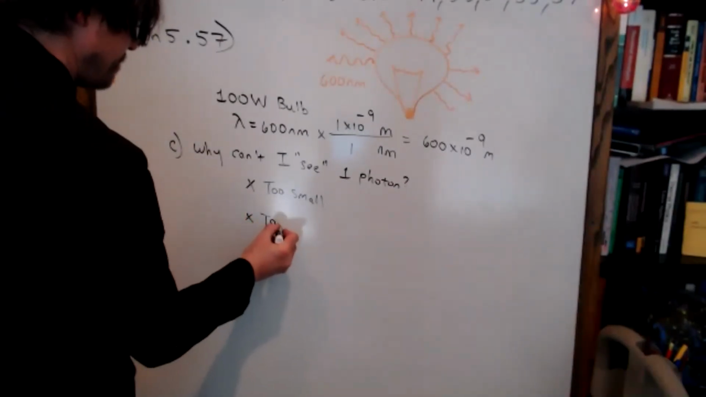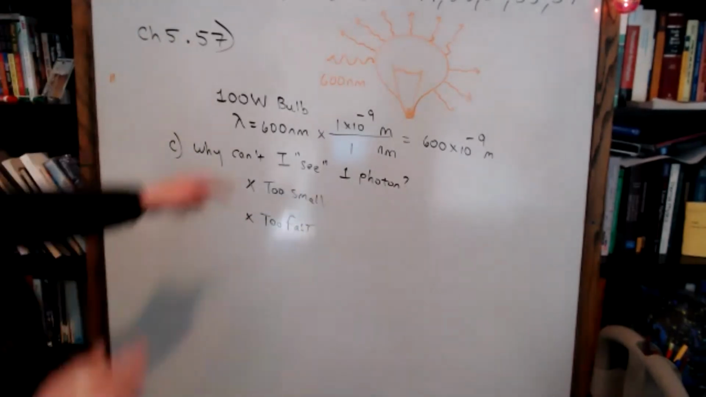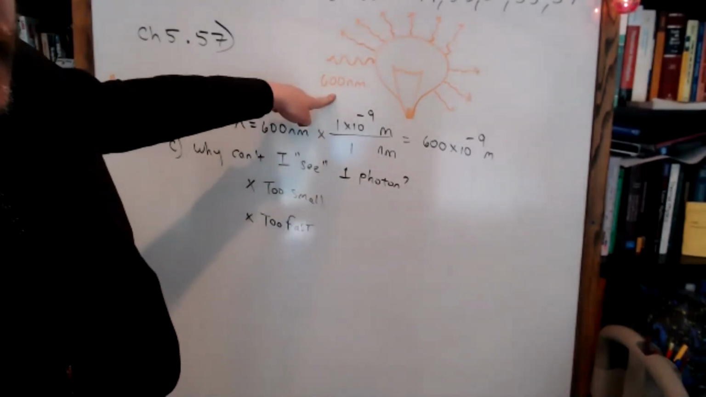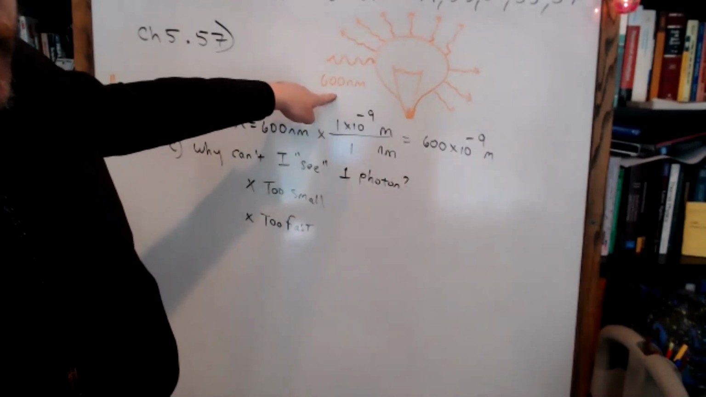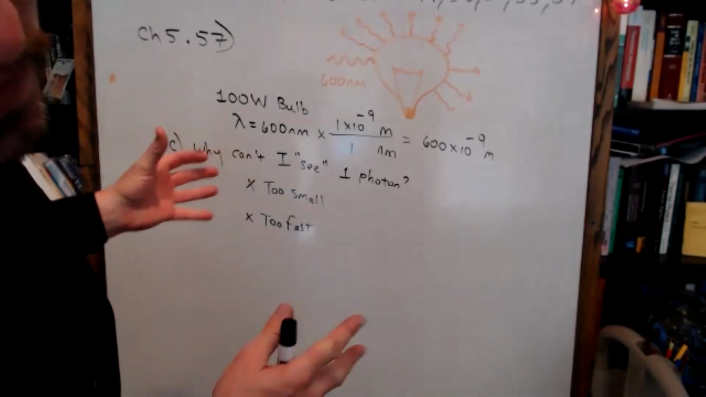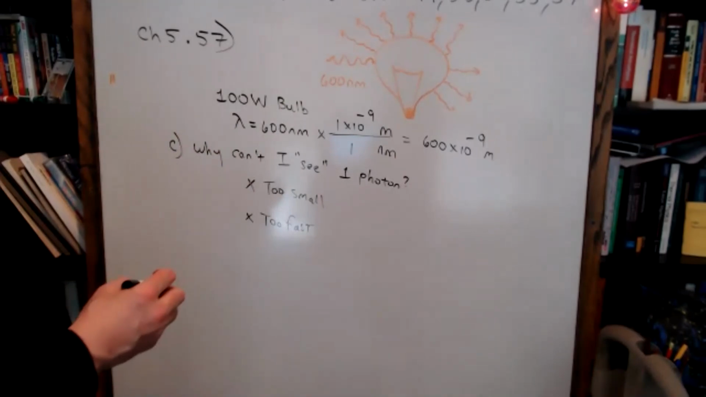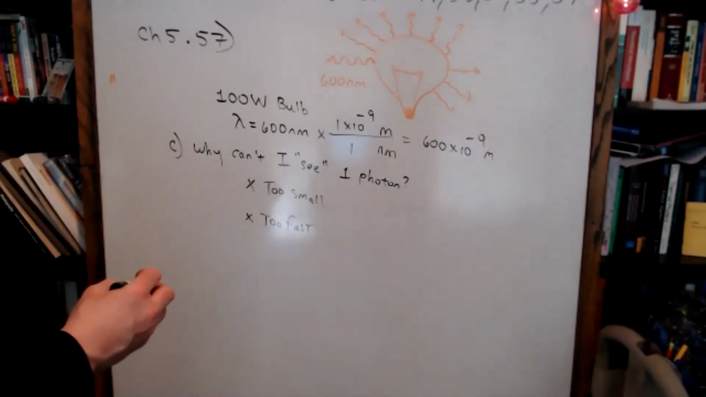Because the human vision only can see so much. Wait, but the human vision can see the color orange, correct? Yeah. Then you are capable of detecting 600 nanometer photons. So it's not outside the visible range or something like that. I'm just spitballing here. I don't know.